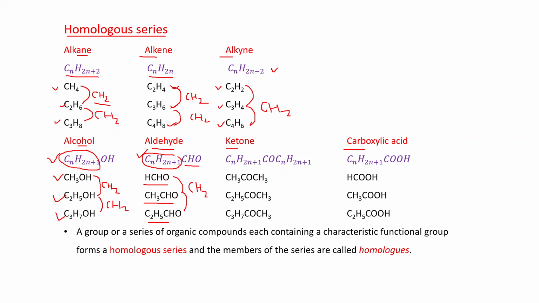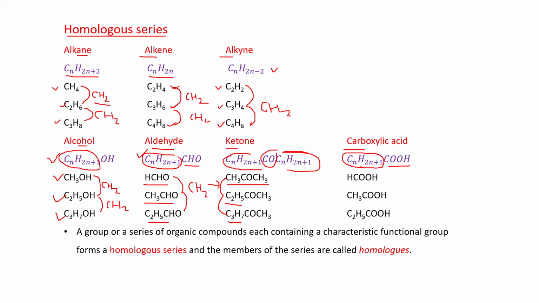In the same way, this is ketone, with the carbonyl group CO. On both sides an alkyl group is added, CnH2n+1, and on this side also CnH2n+1. The simplest alkyl group is the methyl group, CH3. That's why this is the first member, this is the second member, this is the third member. From this to this and this to this, again the change is CH2.